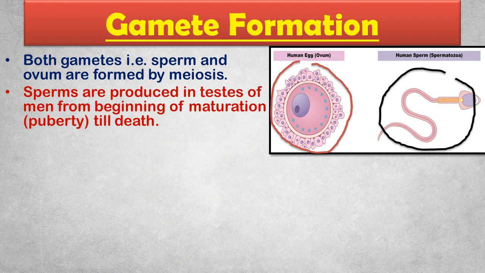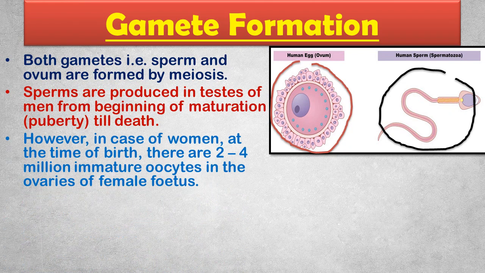Sperms are produced in the testes of men from the beginning of maturation, puberty, till death. And students, puberty is the age in which physical changes occur through which a child's body matures into an adult body capable of sexual reproduction.